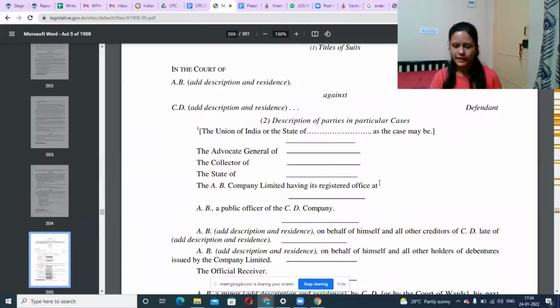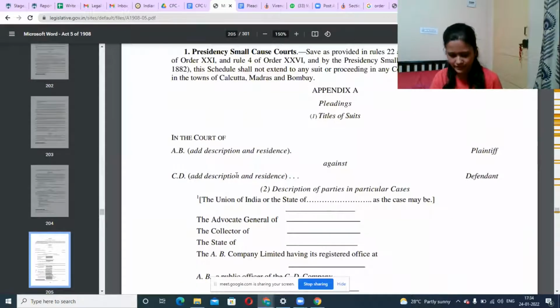Take, for example, the title of suits that we can consider. In the title of suits, the court name would be mentioned where the case is being filed. ABC party name will be filed as the plaintiff, versus the defendant's name, who would be mentioned as the defendant. Then comes the description of parties in particular cases.